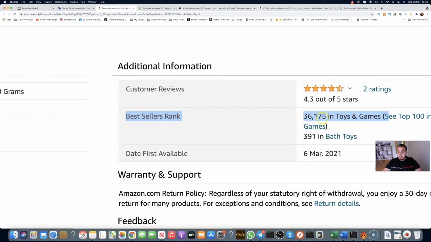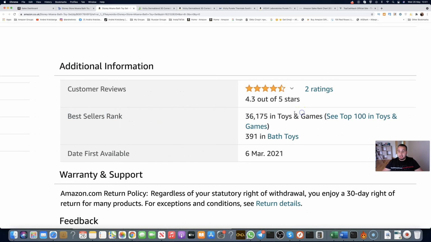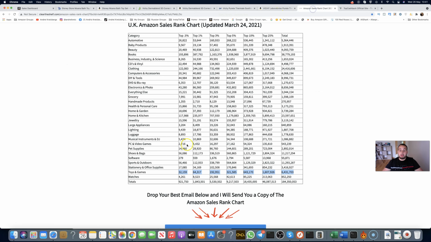36,000. What does this mean? We know this item is a good seller, because it's actually almost in the top 0.5% of the rank, which is great. The lower the number, the better the seller it is. So if it's ranked like 10 or five in toys and games, it's going to be a much better and much quicker seller.